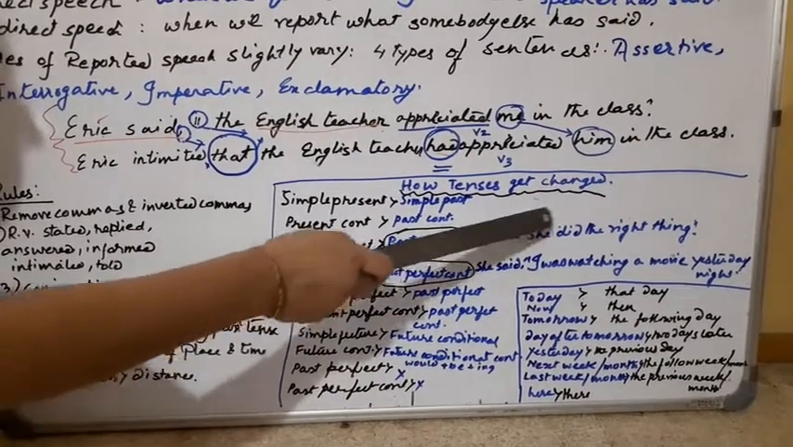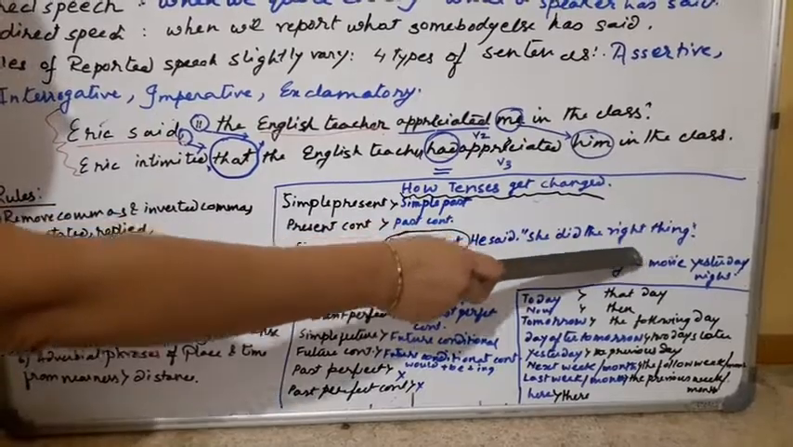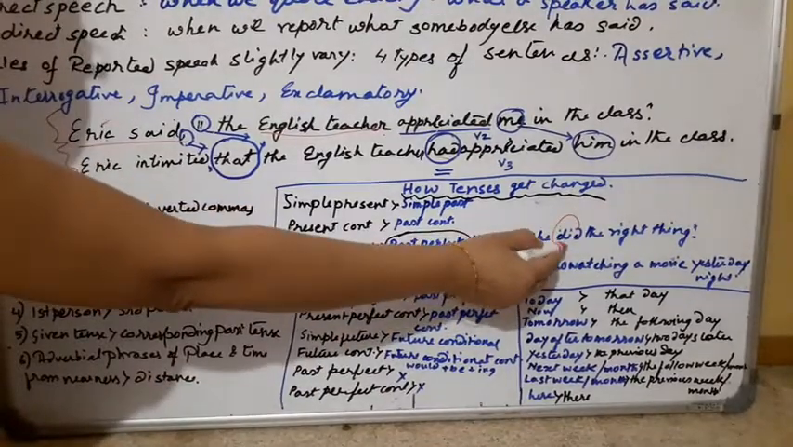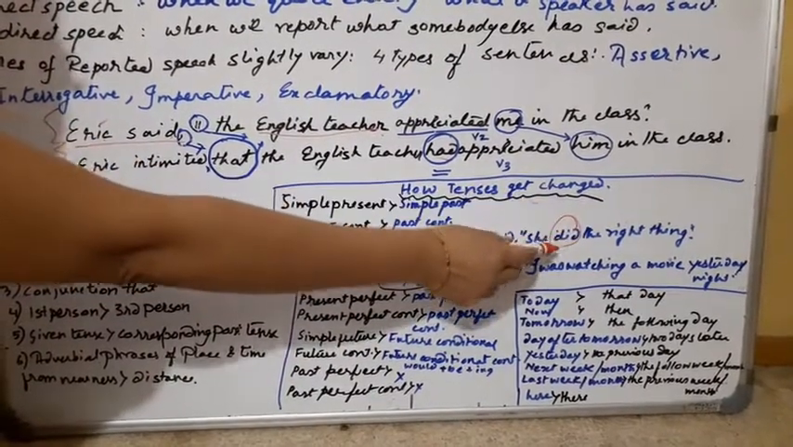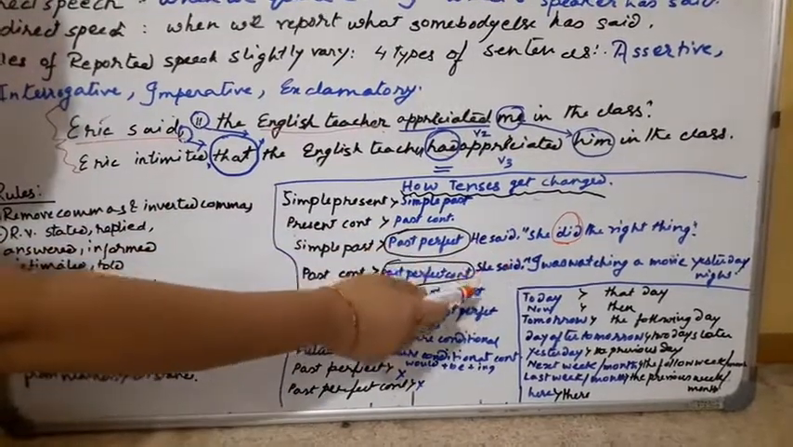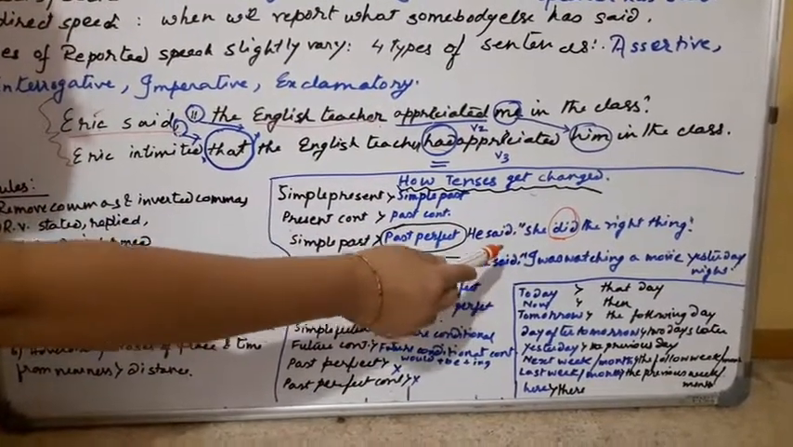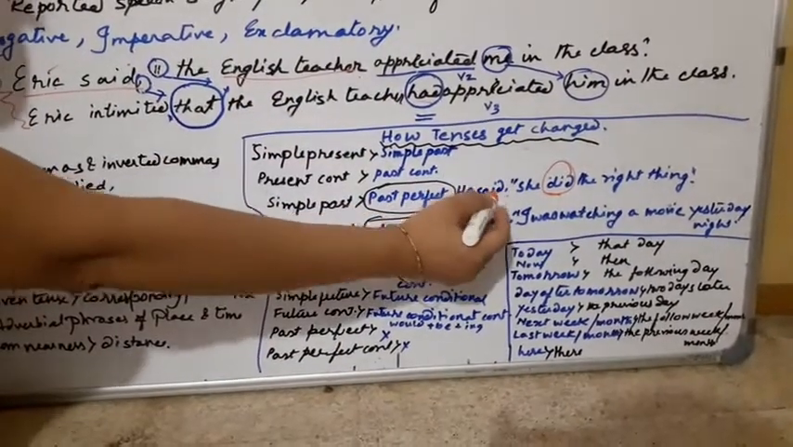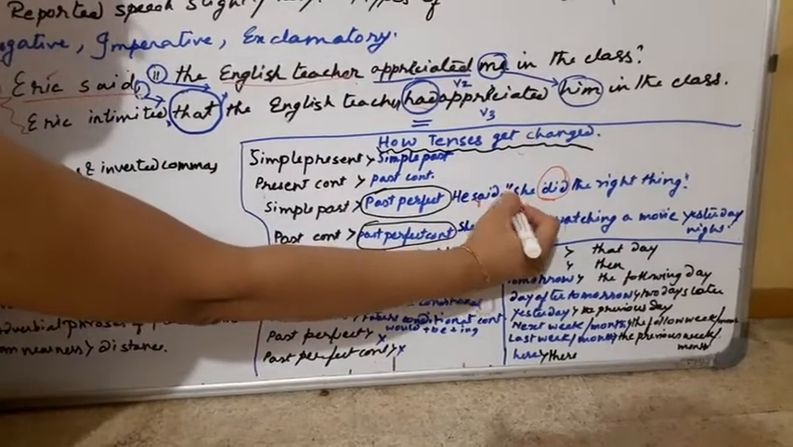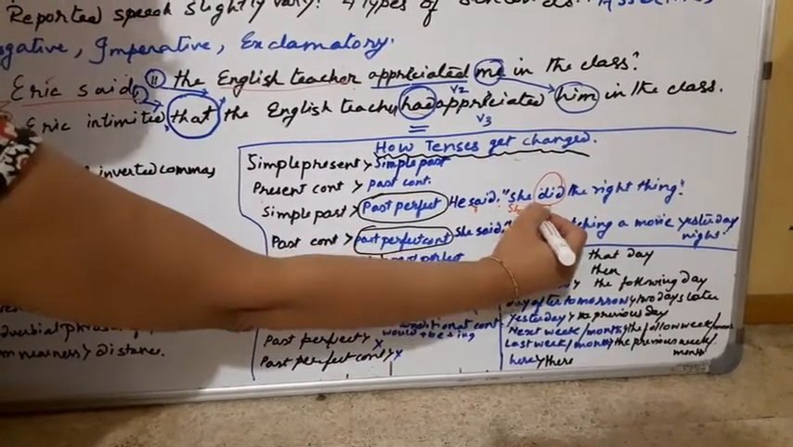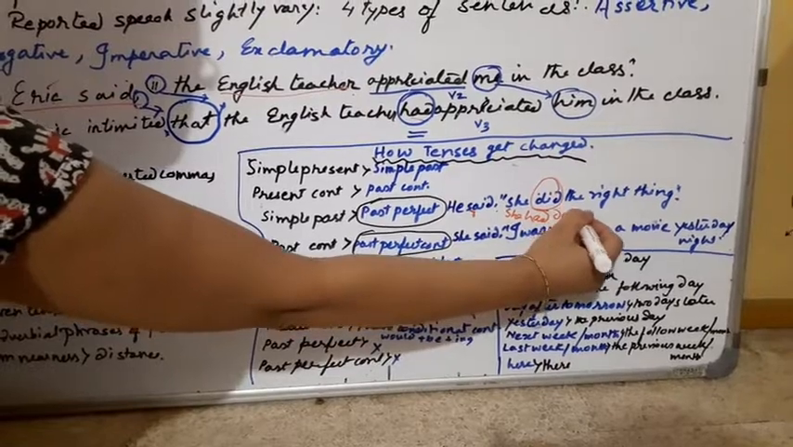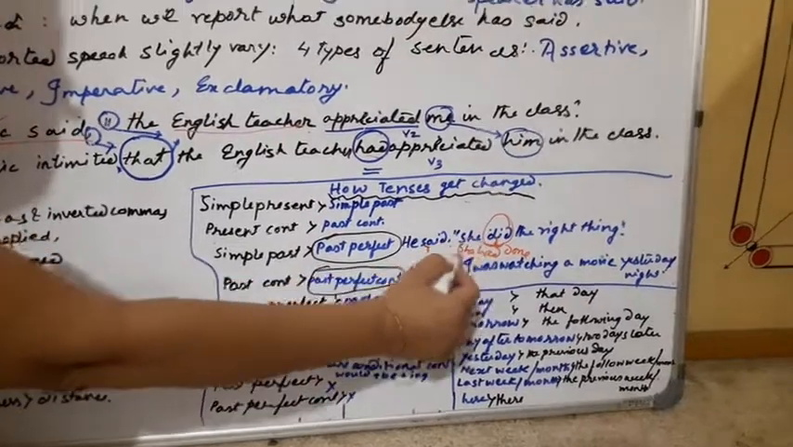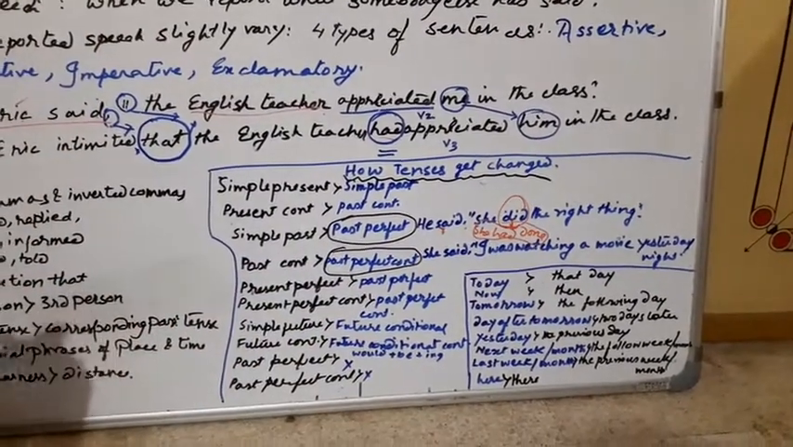See, he said, "She did the right thing." Can you see this example, students? See, let me show you. Did, right? Did, she did the right thing. Did denotes past tense, right? So how will it change? He said she had done. So did changes to had done. Got it? So this is the thing that you need to understand.